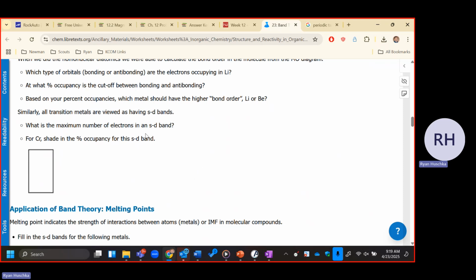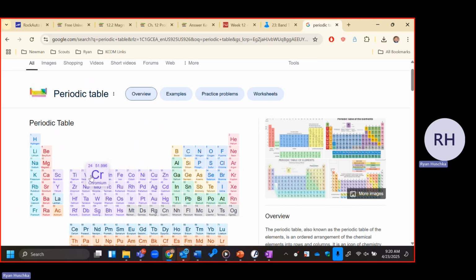Similarly, all transition metals are viewed as having SD bands. What is the maximum number of electrons in an SD band? Exactly right. 12 electrons in your SD band, 2 for S, 10 for D, so you have a total of 12. If you're looking at chromium, and I go back to my periodic table, I count 1, 2, 3, 4, 5, 6. I have 6 out of 12, so I'm exactly 50%. That's a very, very strong type of bond order. All my electrons are in bonding orbitals, so the bond order is higher.